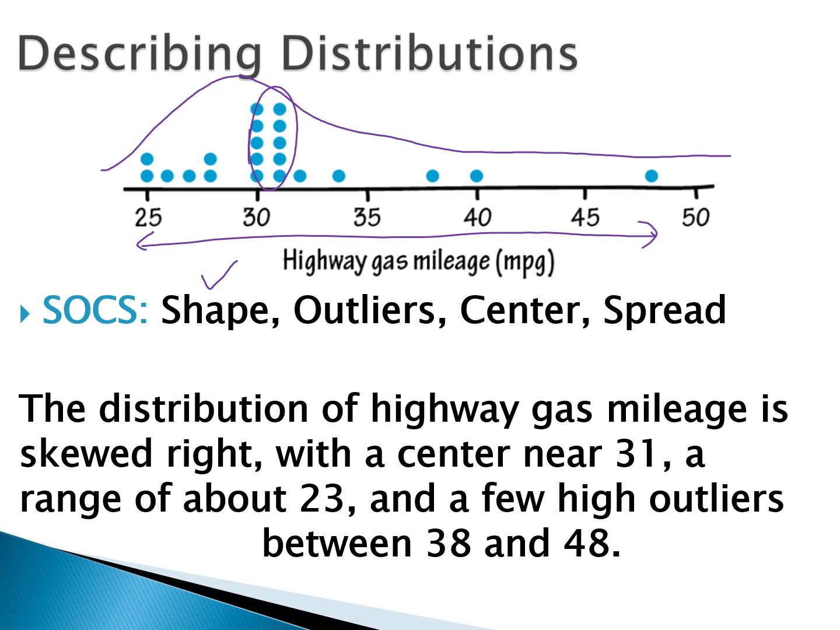And a few high outliers between 38 and 48. I'm identifying all of these as outliers. If you chose to just say this one is an outlier, that's fine. For now, at least, eventually, we'll go over a way to determine mathematically if something is an outlier or not. So right now, we're just kind of going through SOX. Anything that we haven't learned, we're just taking our best guess at so we can hit all four components of SOX.